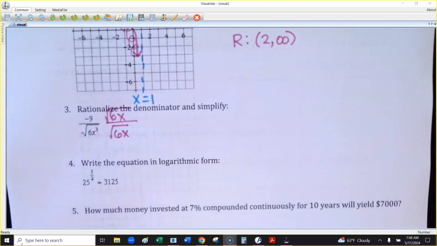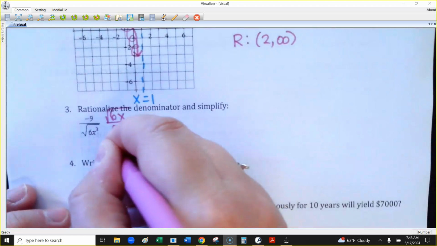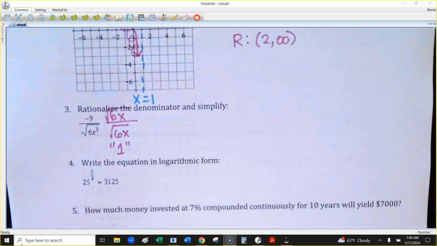Okay, now whatever I multiply by the bottom to get that perfect square, I got to do the same thing to the top. You don't have to write this, but I'm multiplying by 1 here. That's equal to 1. It's not changing the value of the expression to multiply by 1. That's why this is legal.